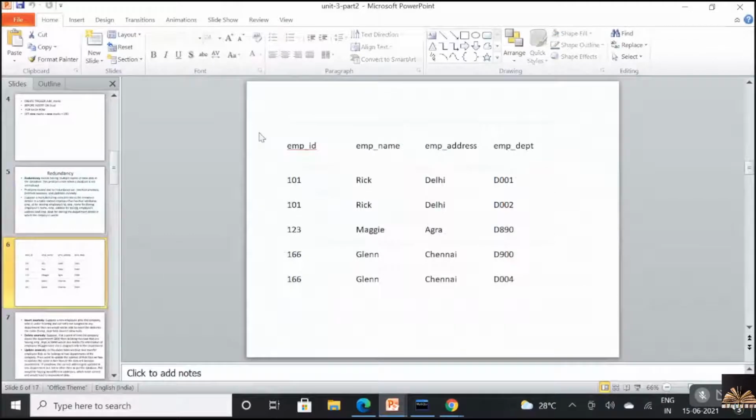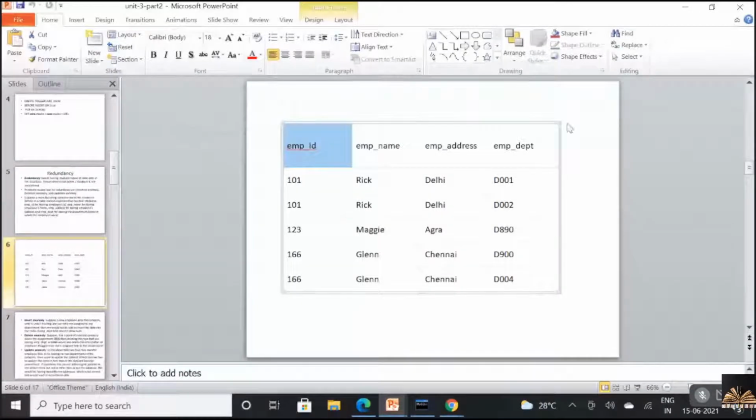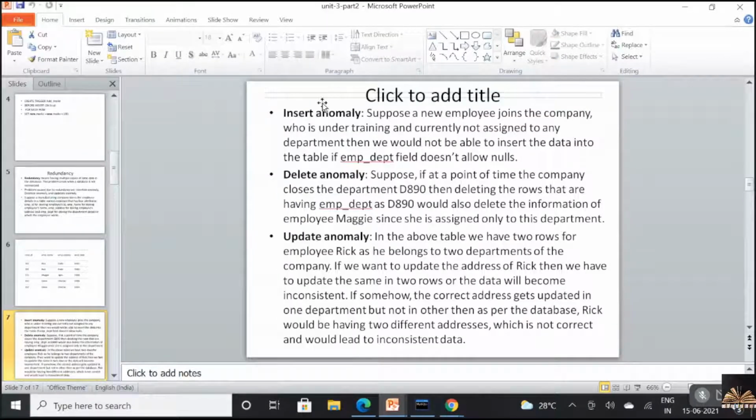Now I've got some sample data for the employee database. Employee ID 1012, 123, 166, and so on. I've got different employee IDs and each one has a name, an address, followed by the department in which the employee is working. Using this unnormalized database, I'm going to tell you the 3 different anomalies that occur with respect to redundancy. The first one is insertion anomaly.